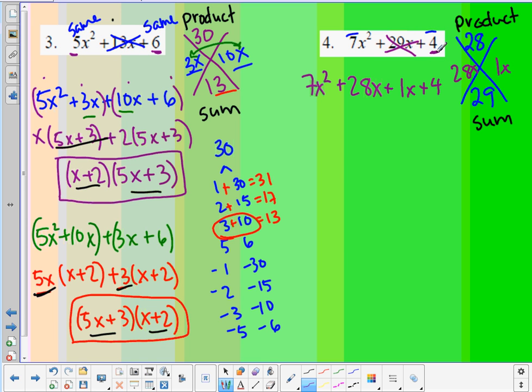Notice that I'm pulling the 4, the original C term. Some people accidentally pull this out of the x. You don't want that. You want the one from the original question. And then I go through and factor by grouping.